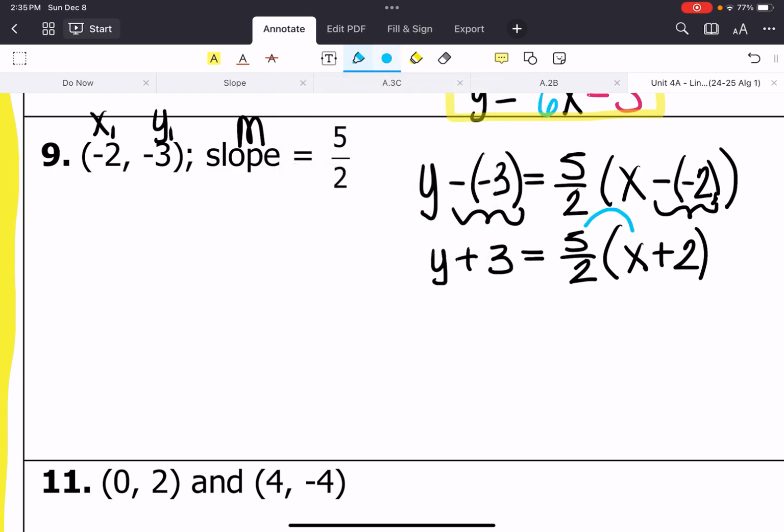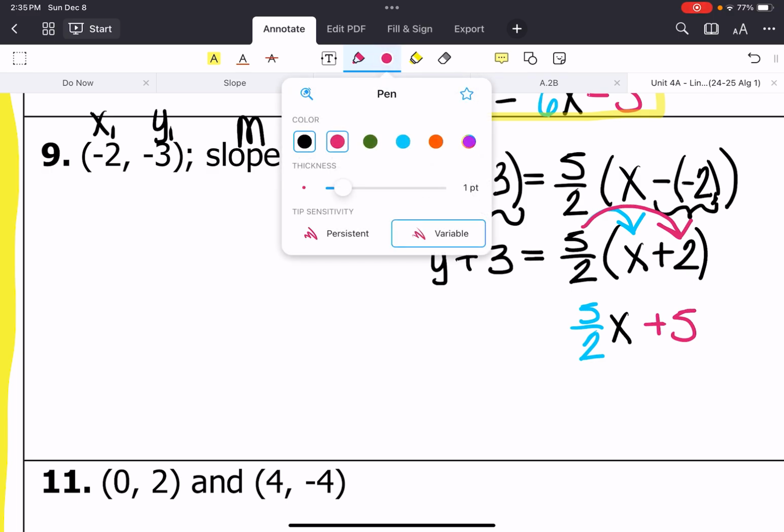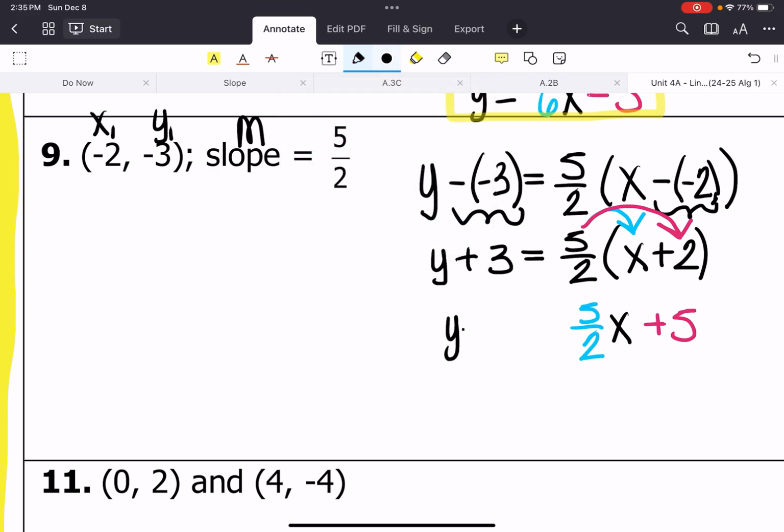Okay, next, we're going to distribute using our rainbow. 5/2 times x just gives you 5/2 of x. And then 5/2 times 2 gives you positive 5. On the left-hand side, you still have y plus 3.